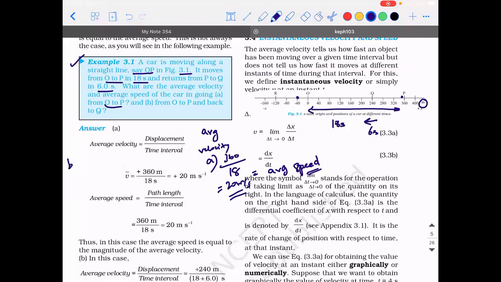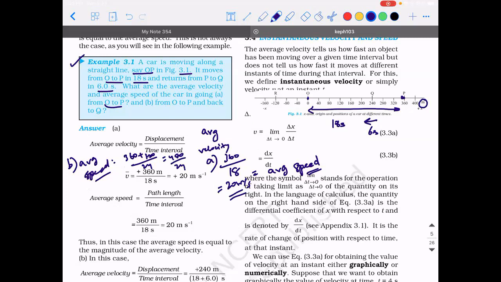Whereas, what is going to be the average speed when the car has gone from O to P and then back to Q? It is 360 plus 120, divided by 18 plus 6. 18 plus 6 is 24. So that is 480 divided by 24. How much is it? It is 20 meter per second, right?